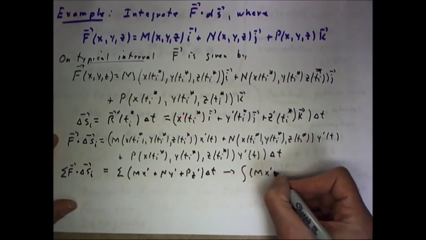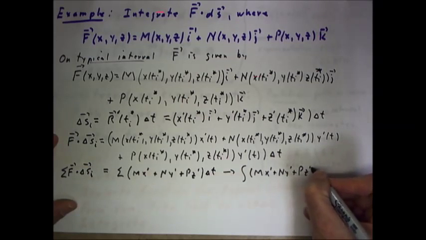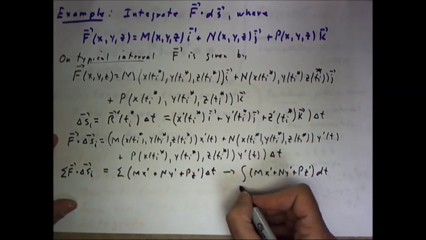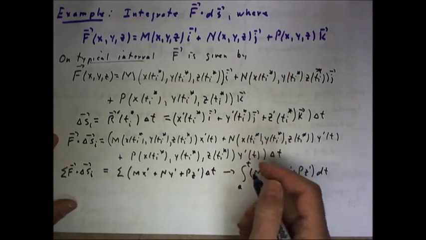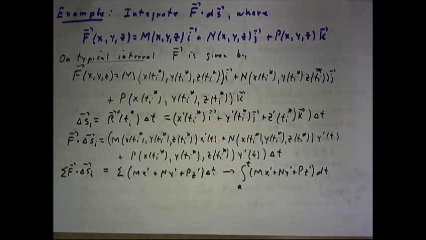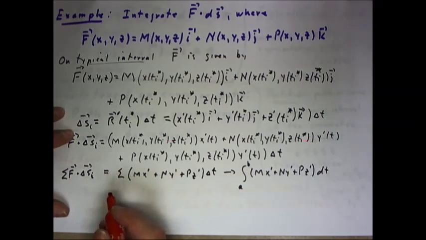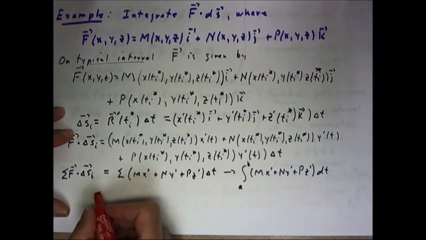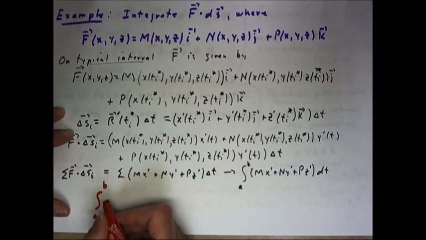mx prime plus ny prime plus pz prime dt, where t runs over the partition from A to B, not from A to T. So I'm going to have to fix that. Writing then this result in detail, we see that the integral is the integral from A to B of what?